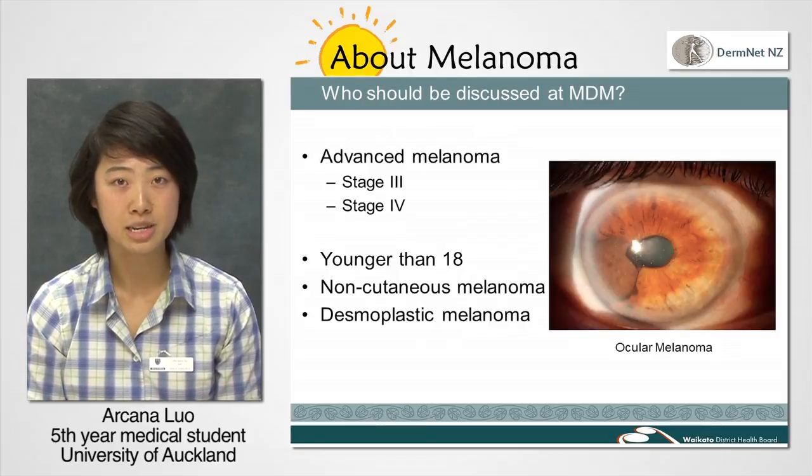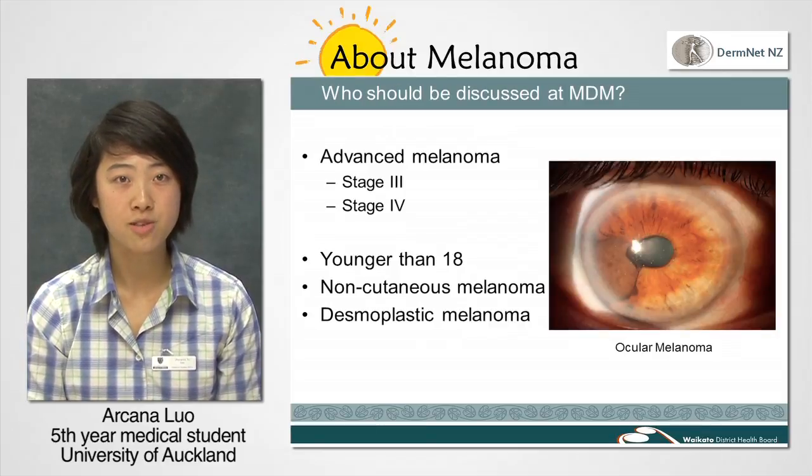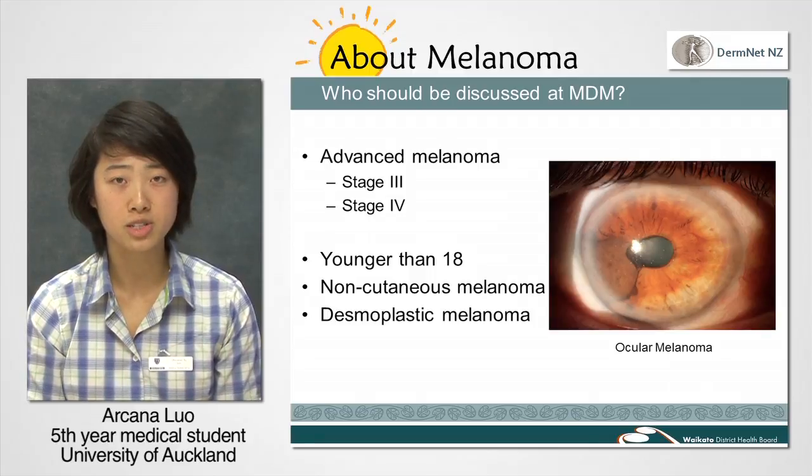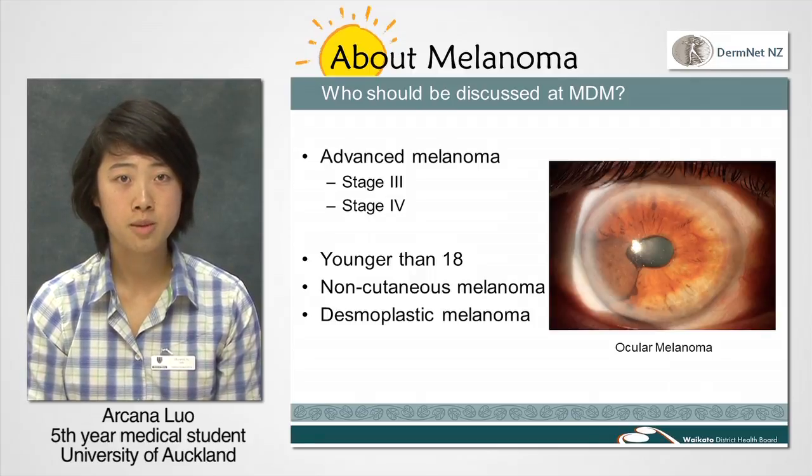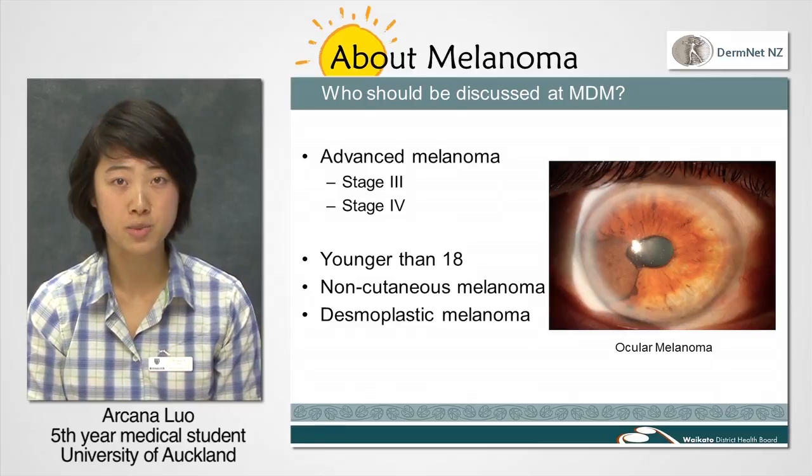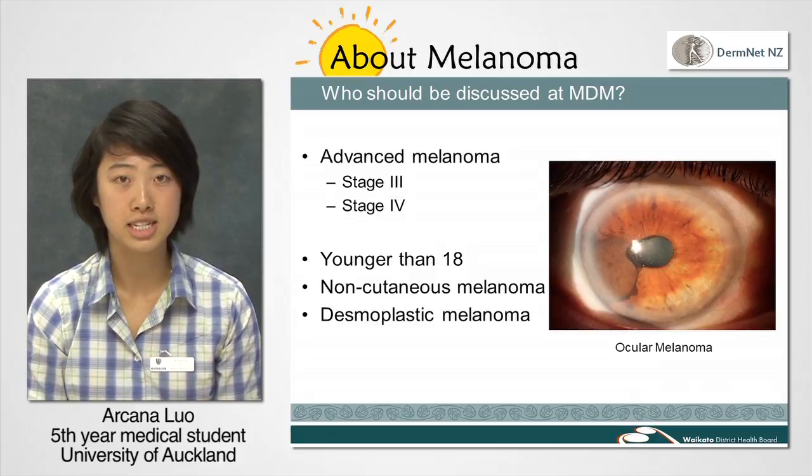Patients discussed at MDMs are those with advanced melanomas or unusual types of melanoma. Patients with advanced melanoma are patients in which the melanoma has spread to the lymph nodes or another organ in the body. We call these stage 3 and 4 melanomas. In patients where this has happened, treatment is usually more complicated.